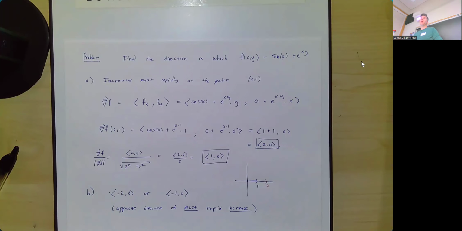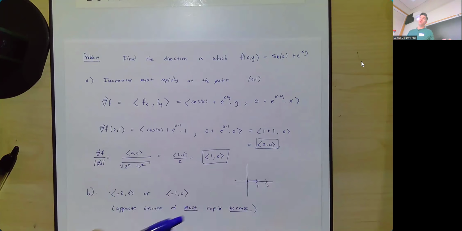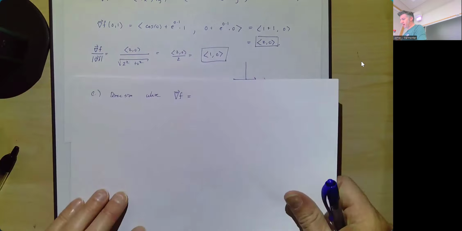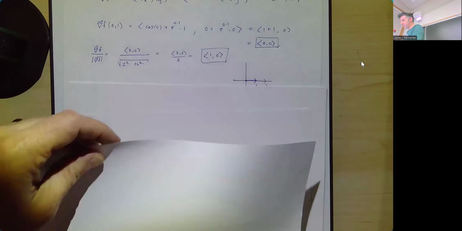So if they said, what is the directional derivative in the direction of most rapid change? You would say, oh, it's 2. What's the directional derivative in the direction of most rapid decrease? -2. And finally, in what direction is not the gradient, but the directional derivative equal to 0? Let's just flip this piece of paper over.